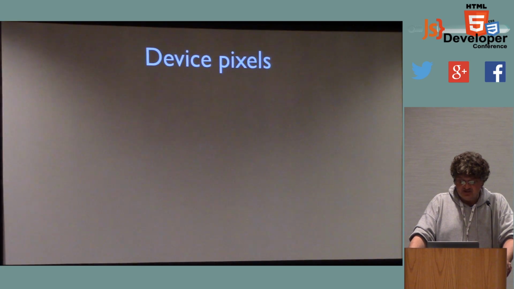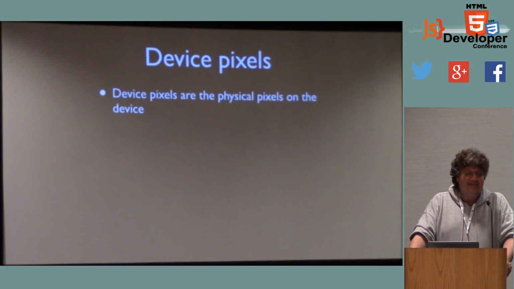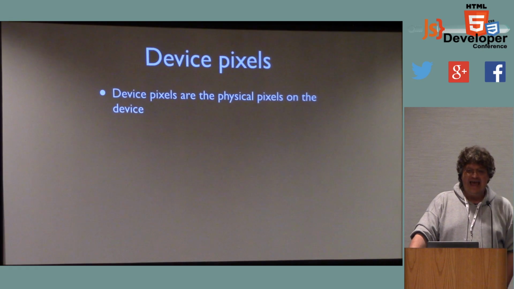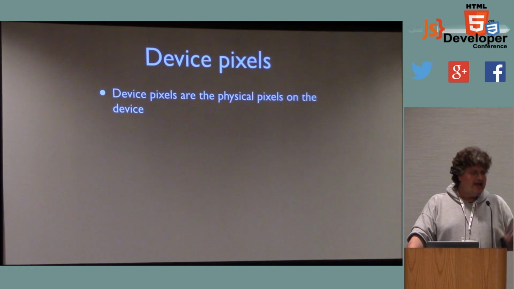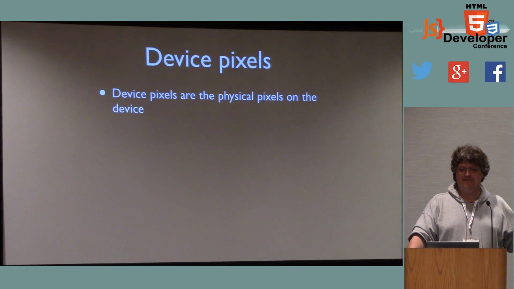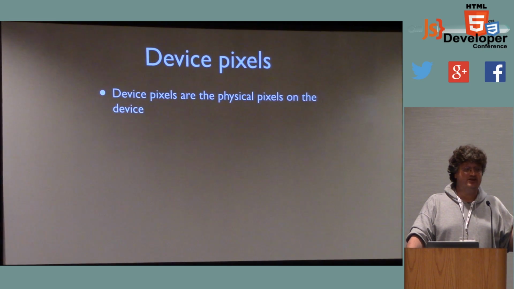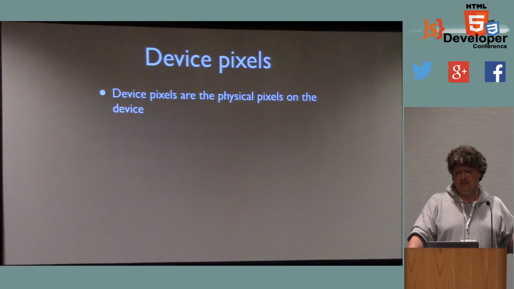So that's CSS pixels. Device pixels are even simpler. They are the physical pixels on your device. Every single device out there has a screen, and that screen has a fixed number of hardware pixels. The number was decided on during the design of the device, and it cannot be changed in any way.